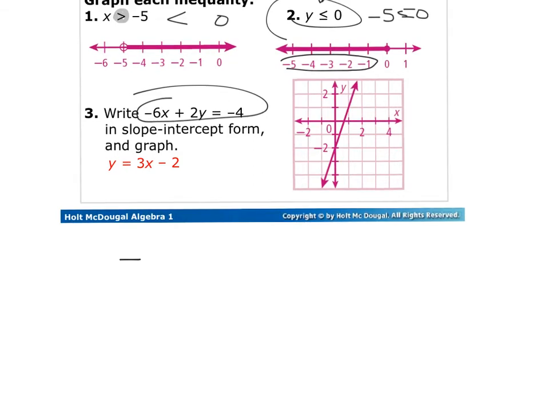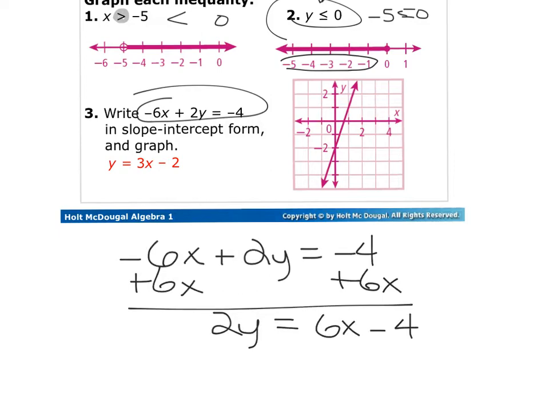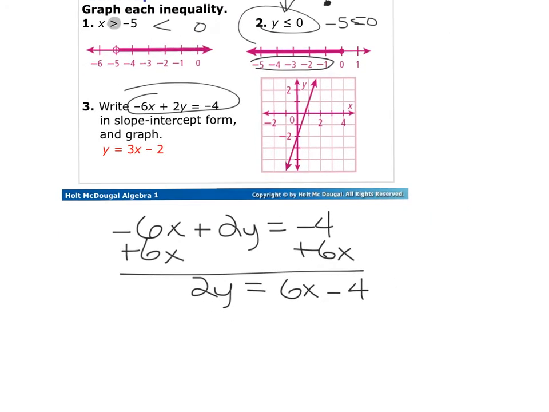So for example, on this one, -3x + 2y = -4. Add the 6, and then I get 2y. 4 and 6 aren't like terms, so I just write them side by side. And then now I'm going to divide everything by 2, all 3 pieces. And now I have an equation in y = mx + b form.